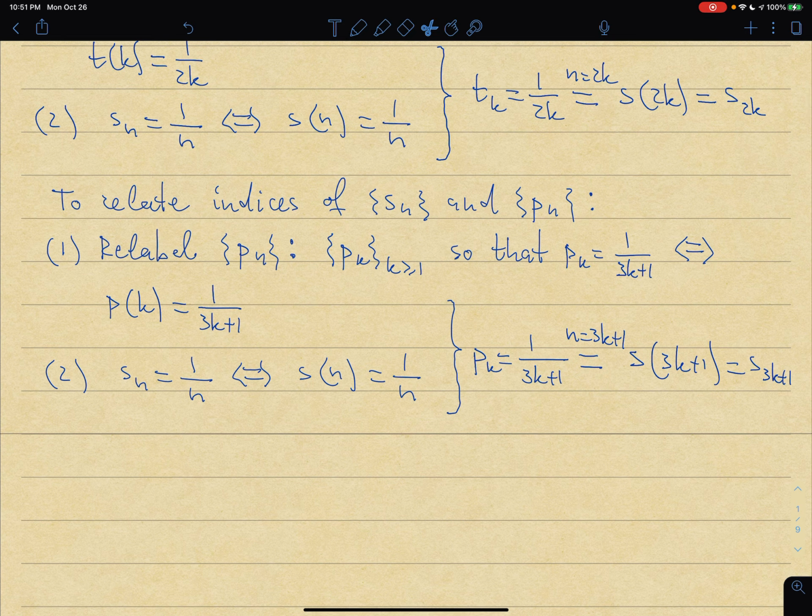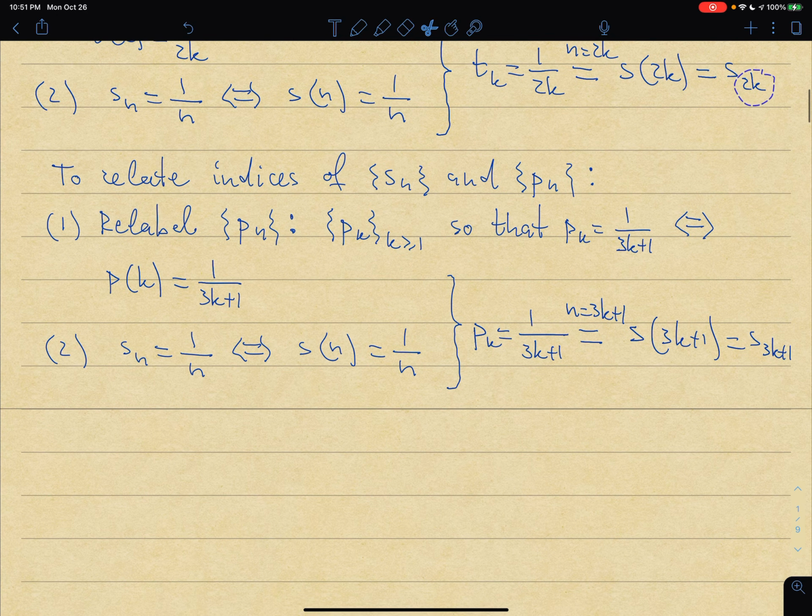So my subsequence Tk essentially is a subsequence of the original S, where I only choose even indices. And the second subsequence pk is going to be a part of the sequence where I only pick the elements with indices that are equal to 3k plus 1.